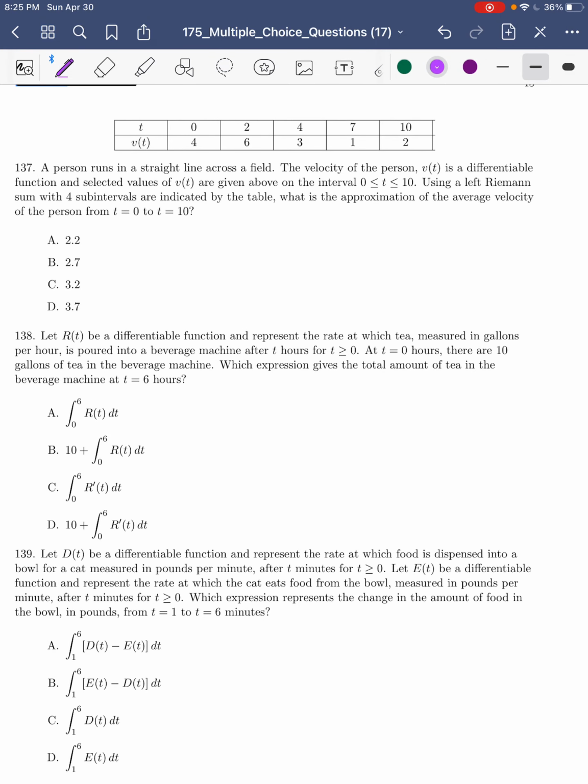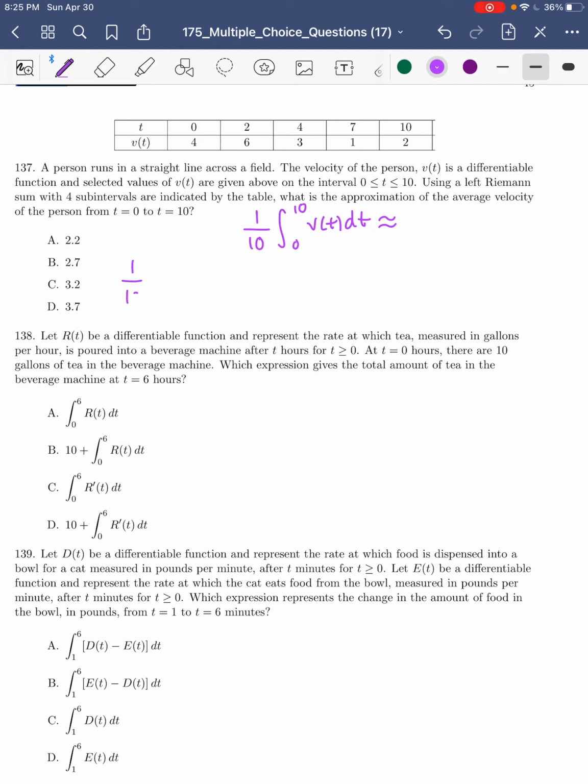137, we're back to Riemann sums. What is the approximation of the average velocity from 0 to 10? So average, once again, you need that function we've been talking about. So what we're going to approximate here is 1 over 10 minus 0, so 10, integral 0 to 10 of velocity. And we're approximating this with a left Riemann sum. So I'm going to start at the left.